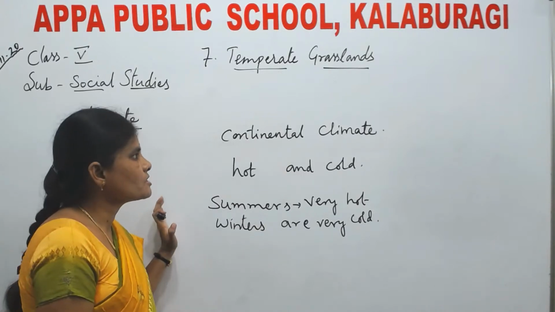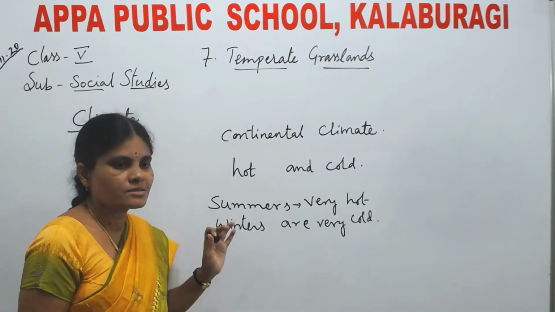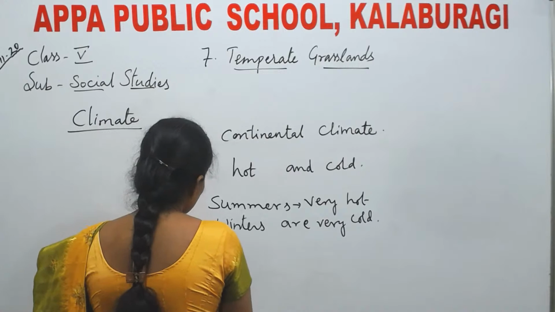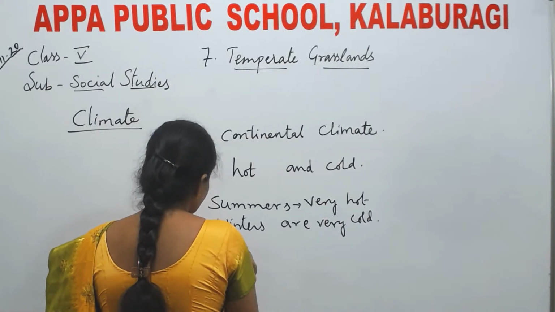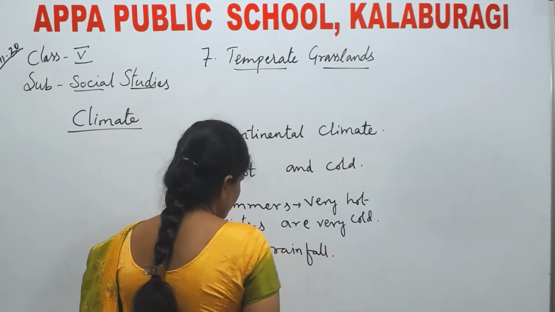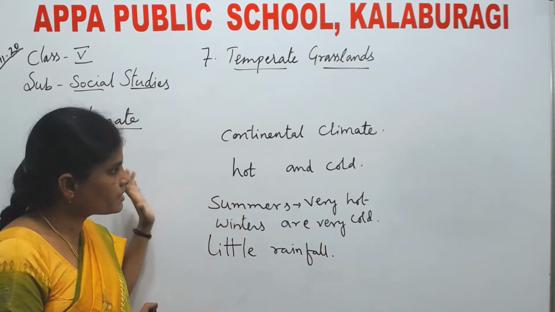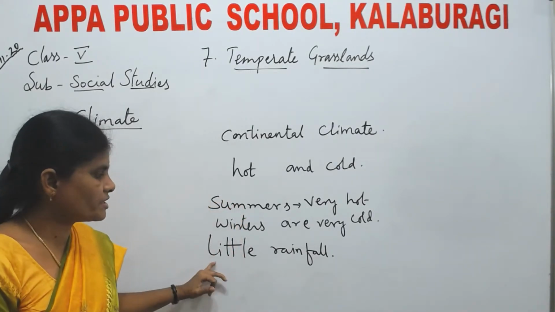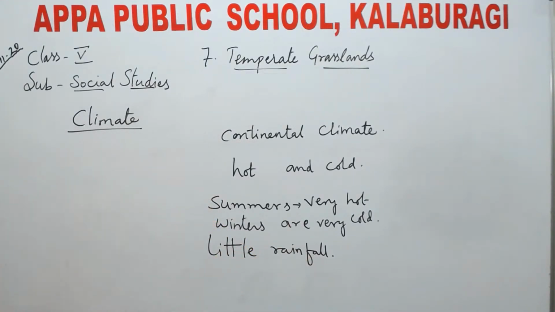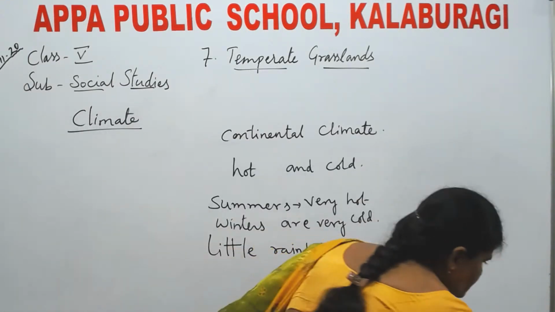The areas which experience continental climate, the continental areas, receive very little rainfall. Next is the grasslands in the southern hemisphere.